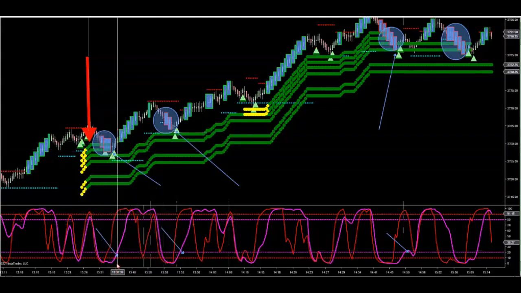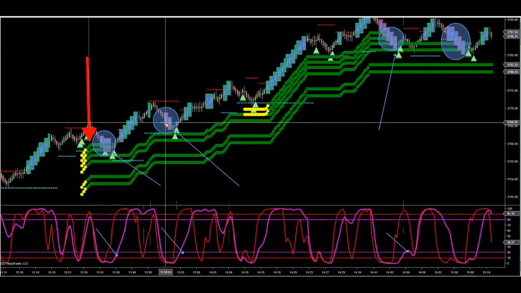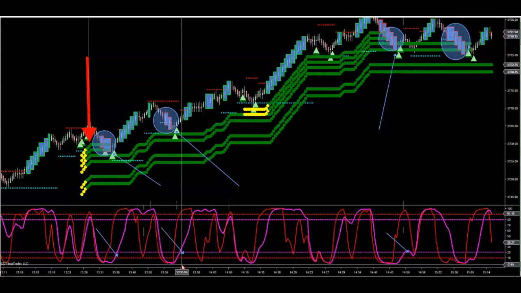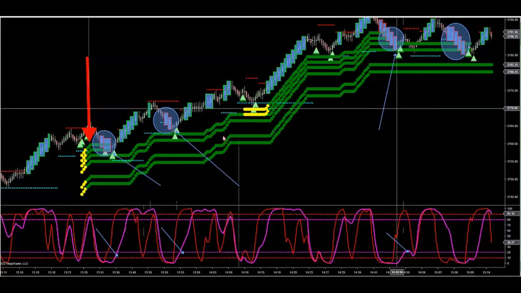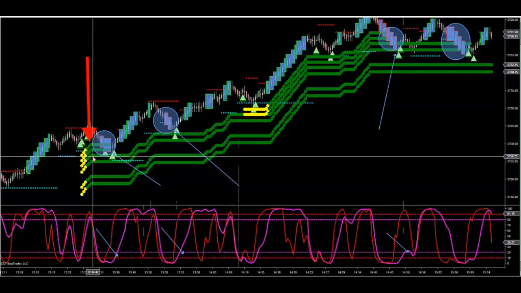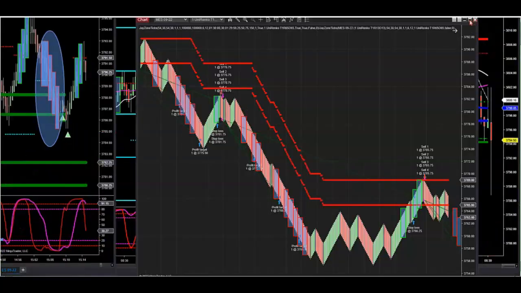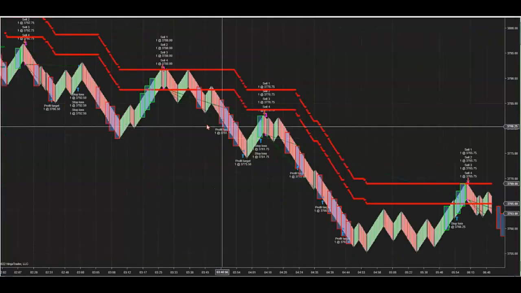Instead of you pulling the trigger when this oscillator crosses the 20%, or waiting for this to turn red and cross the 20%, you can use the automation to do the work for you. So this has to set up first. Let's just take a look at yesterday's action, and I'll show you today's. But yesterday's action, here's what we had.